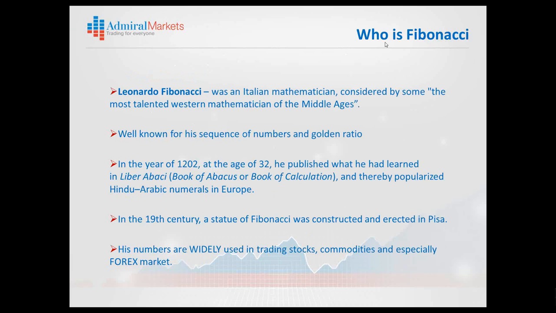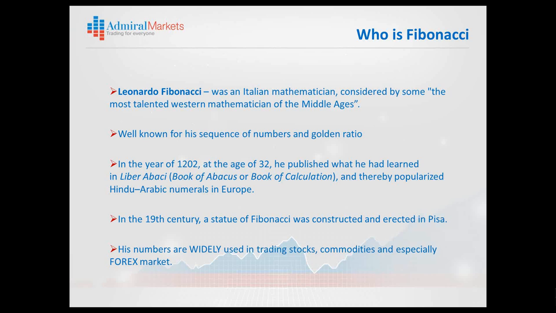Leonardo Fibonacci was an Italian mathematician, considered by some the most talented Western mathematician of the Middle Ages. You probably know that his sequence is very famous. Fibonacci levels are a very powerful tool in trading Forex markets. He found the golden ratio number 61.8. We won't talk about the golden ratio in all life on our planet, because as you already know, we are interested in Forex, and Forex traders use the Fibonacci sequence and numbers plenty of times.